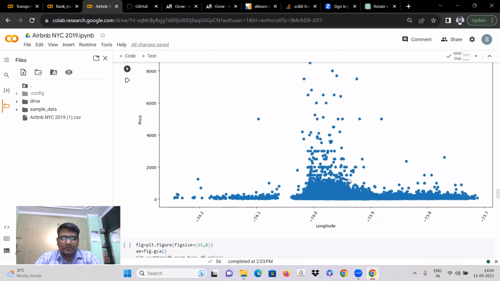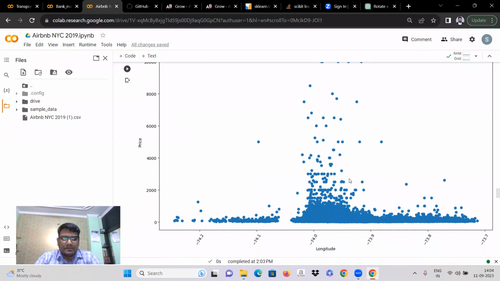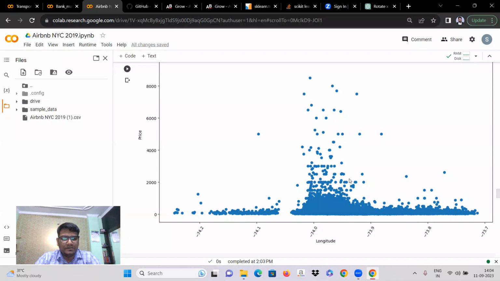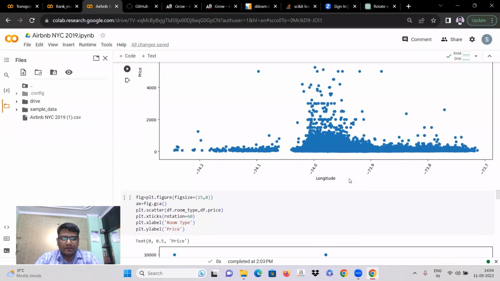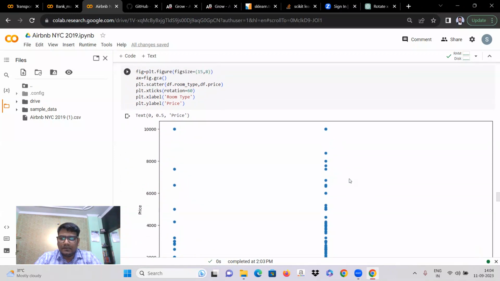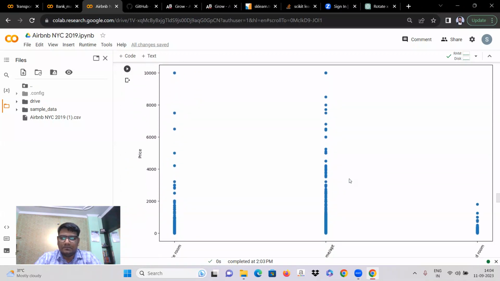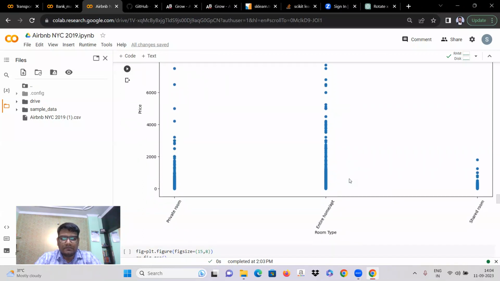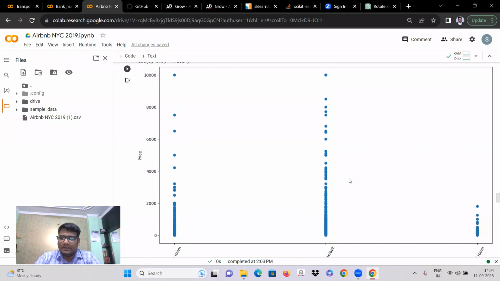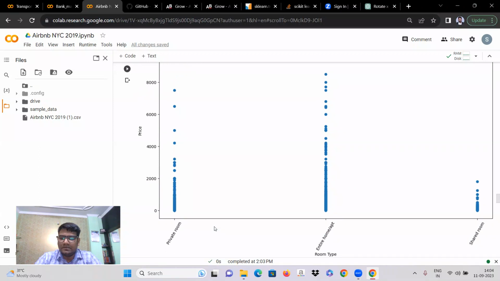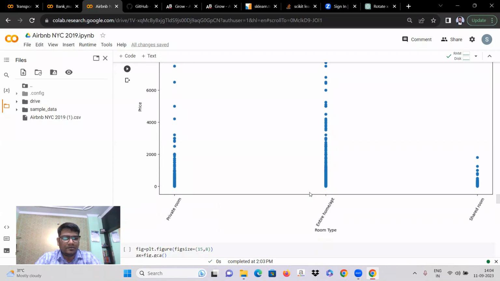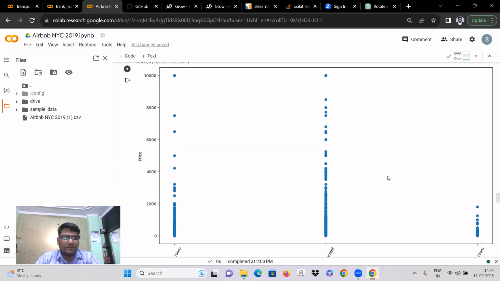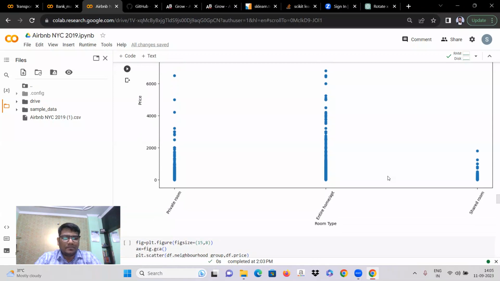And similarly in the longitude, the customers prefer to stay the most between minus 74.0 and minus 73.9. And the room type that customers have preferred based on price is, yes, entire home and apartment. After that, the second preference is a private room, and then the third preference is the shared room. Well, shared room may not be considered as a preference because it has very few customers.